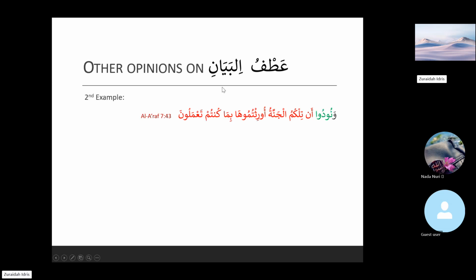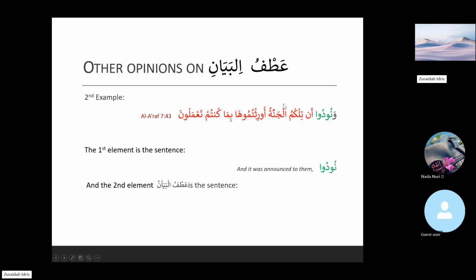Then the second example here, this is a case of calling. So what did they call out? Yeah, and it was announced to them. What was announced to them? So the whole sentence, of course. Yeah, what was announced to them. Tilkumu is an interesting word, but that's another day.